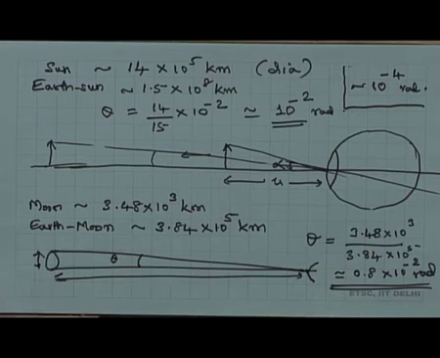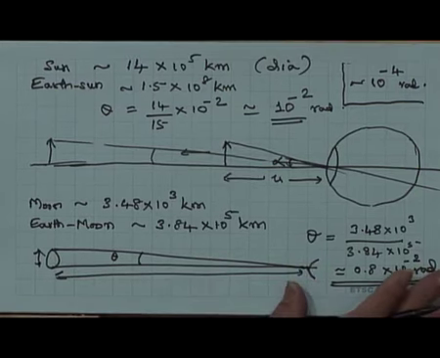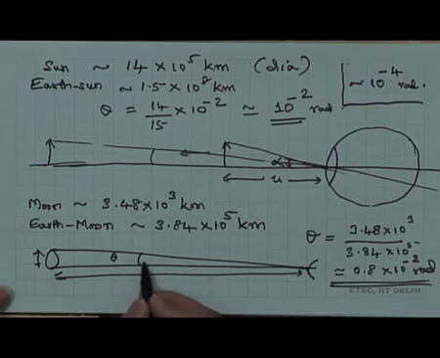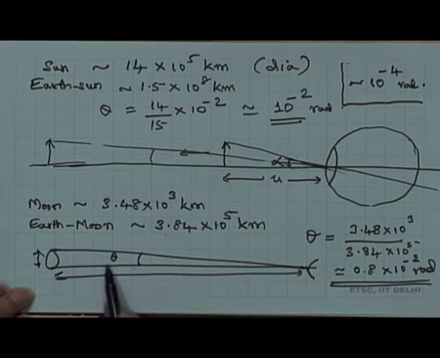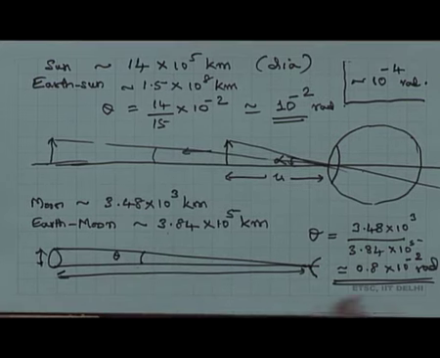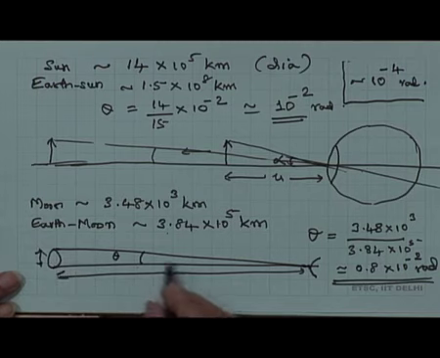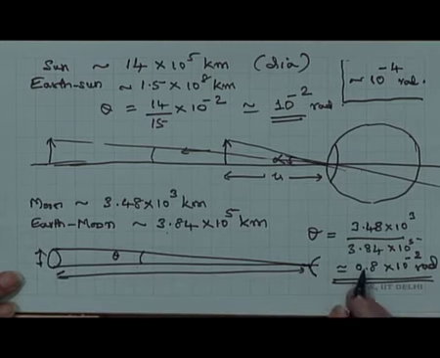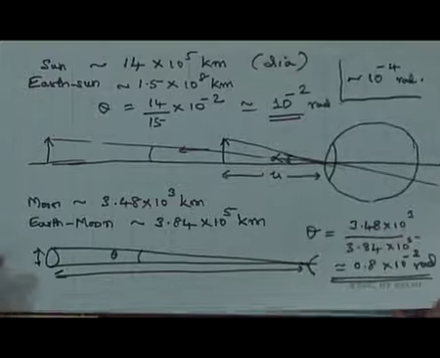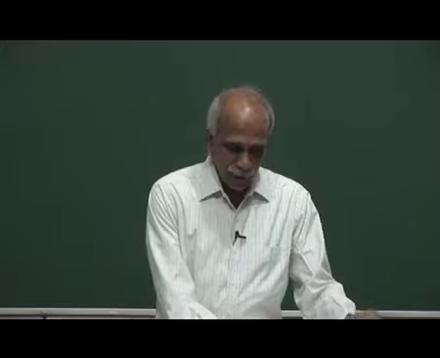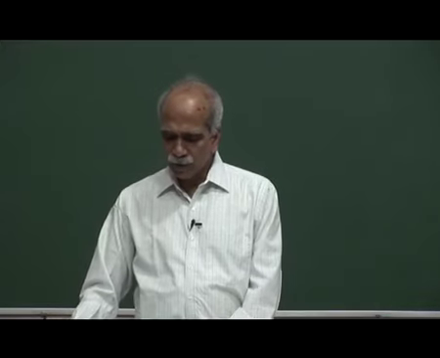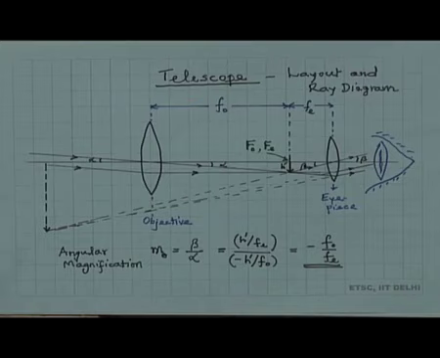Now, coming back to our discussion on the telescope, the important point I wanted to illustrate by these numbers is that the angle theta is extremely small, or the rays travel very close to the axis, parallel to the axis. The rays which come from the object are almost parallel. With this, before we discuss the telescope, let me show you a laboratory telescope.